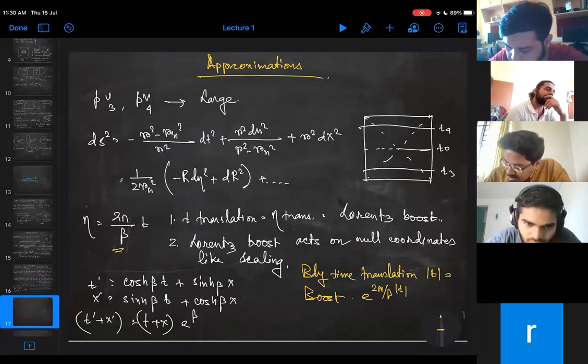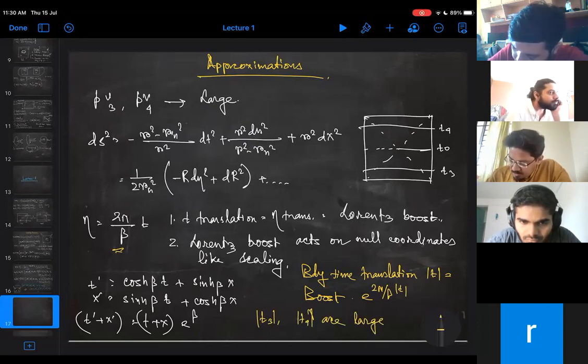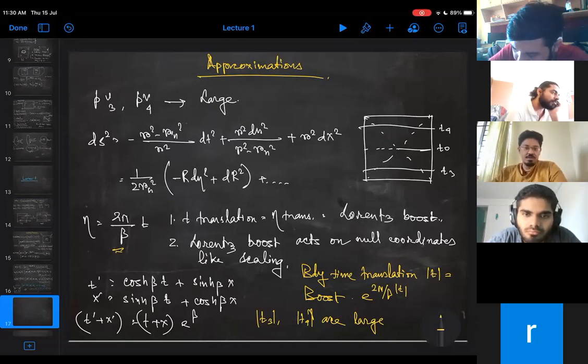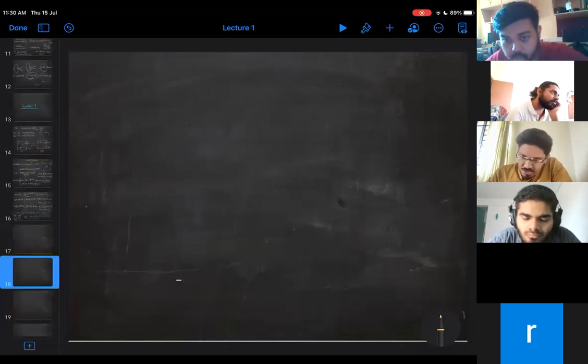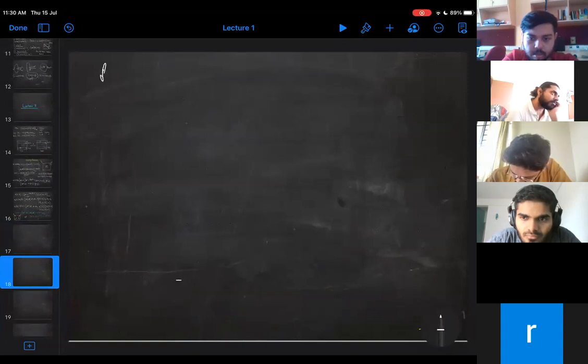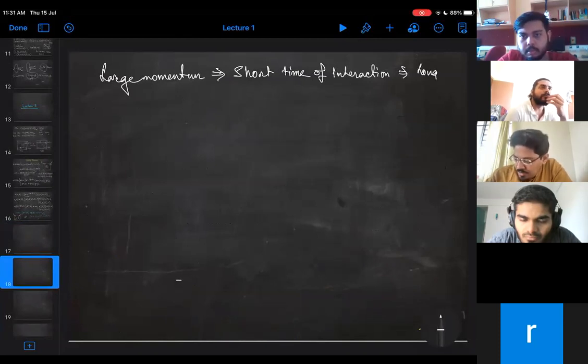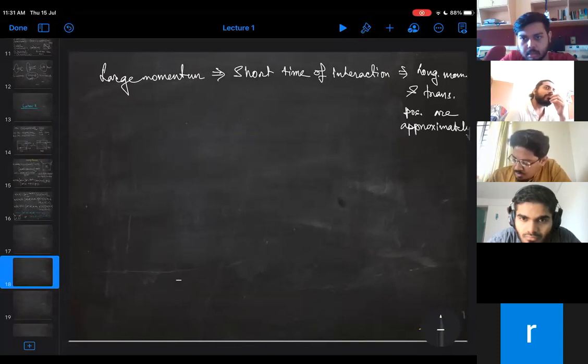Essentially here we are working with large T3 and T4, all large. Hence, these particles are heavily boosted, so when they meet at this t equal to zero slice, they're heavily boosted particles. Now the large momentum essentially implies a very short time of interaction. So the longitudinal momentum and the transverse position are approximately conserved.